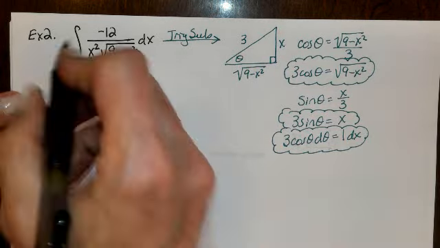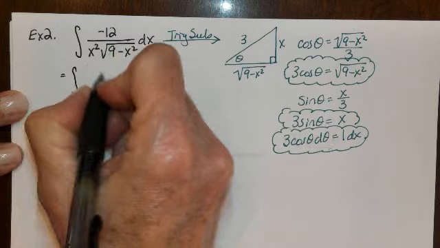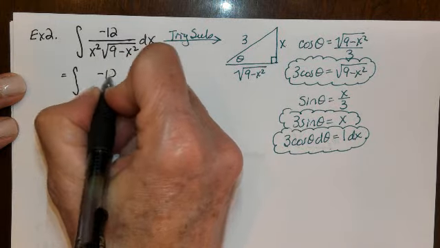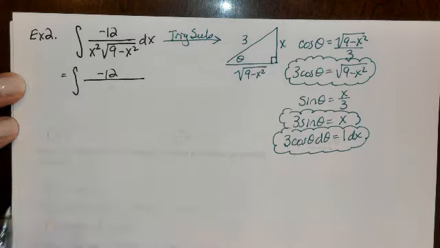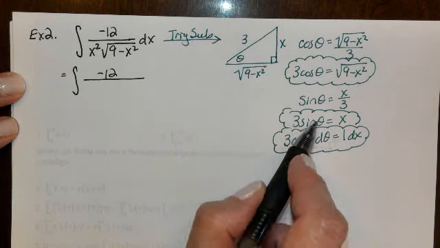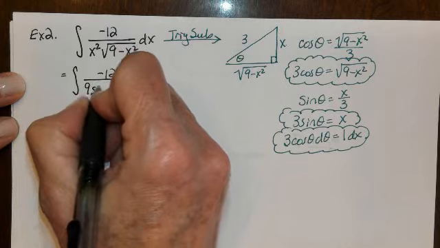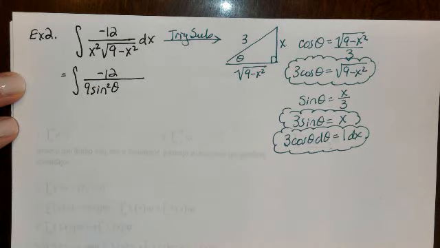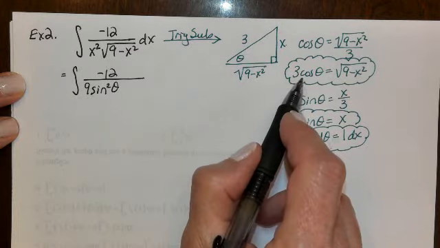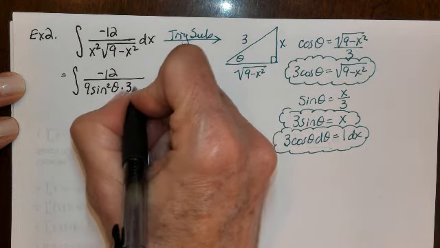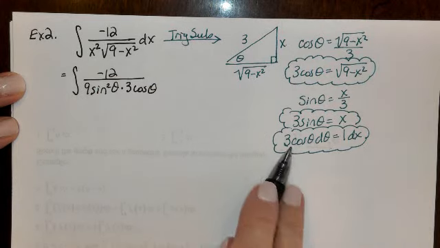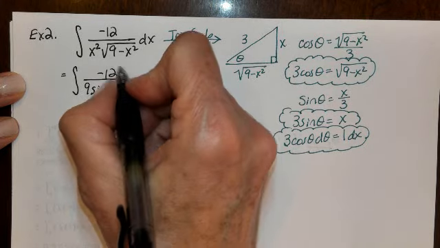So back to my integral. The negative 12 I could pull out. I think I probably will next, but for right now I'll leave it in there. In place of the x squared, I'm putting 9 sine squared theta. In place of the square root, I'm putting 3 cosine theta. And in place of the dx, I'm putting 3 cosine theta d theta.